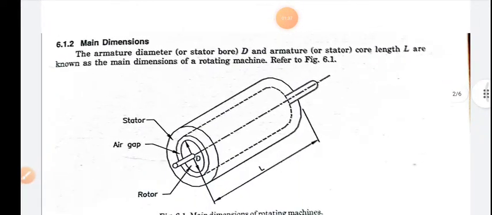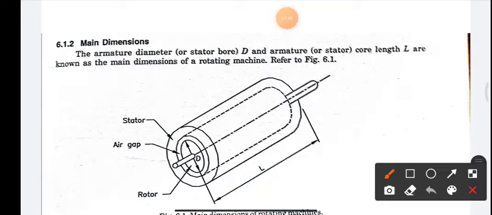Now when we talk about an AC machine, and basically a 3-phase induction machine, we know that there are two main parts, one is the stator and the other is the rotor. There are two main dimensions that we have to look after while designing a machine. One is D and another is L. Now what is D and what is L? How do we know that?